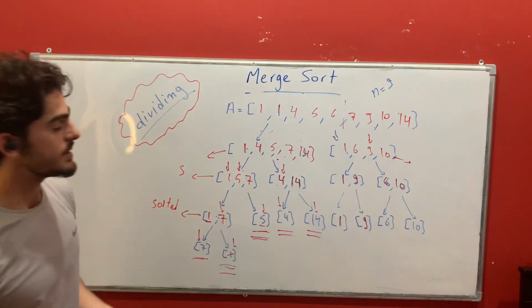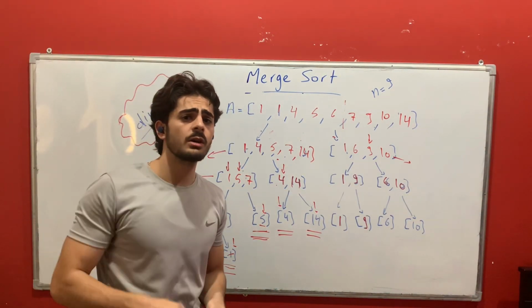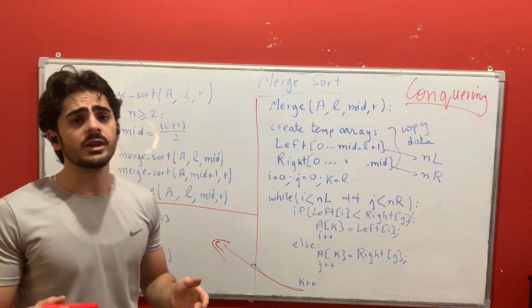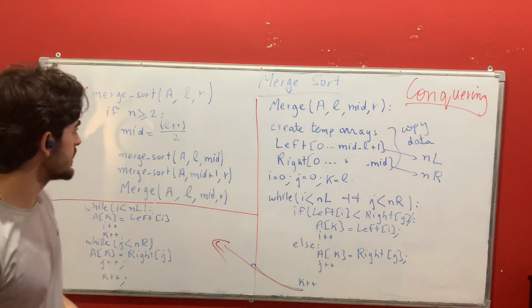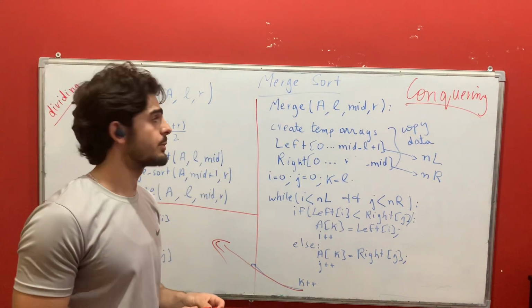So as you can see, we have managed to sort the array. So now, let's take a look at how the code would look. So guys, this is the long code for what I was talking about. First, you can see the dividing approach here and the conquering approach right there.